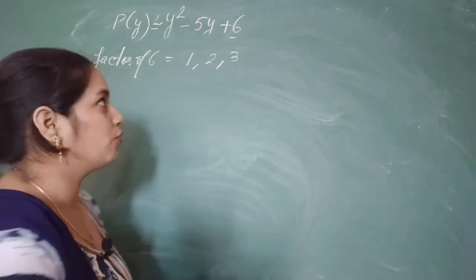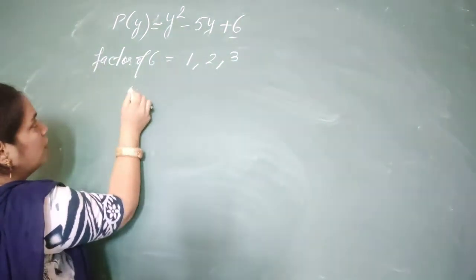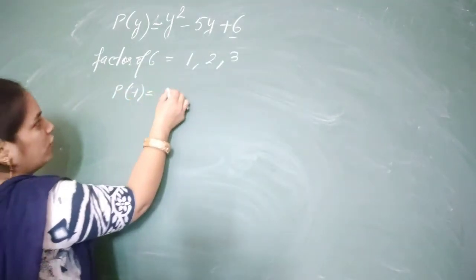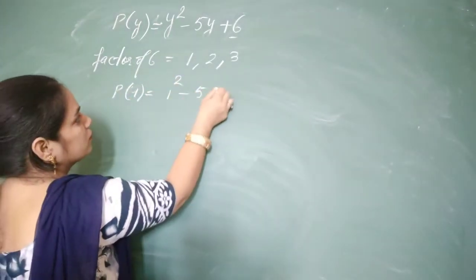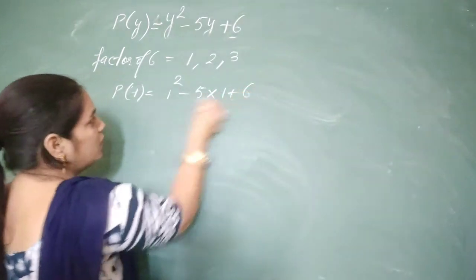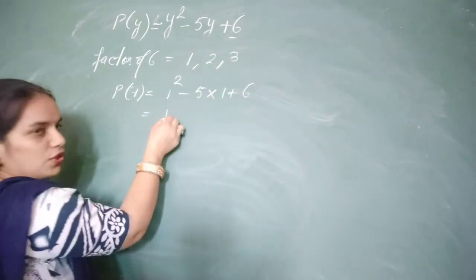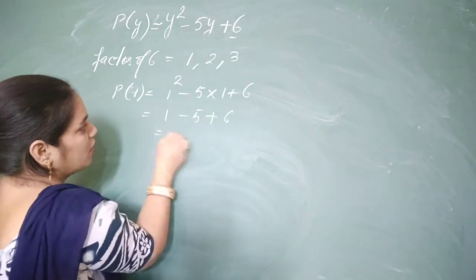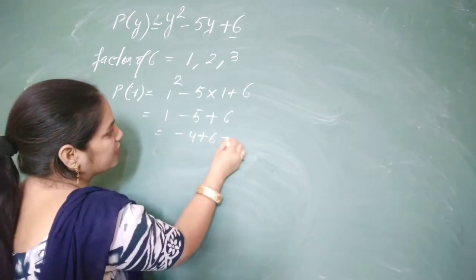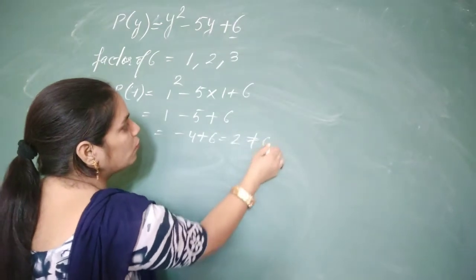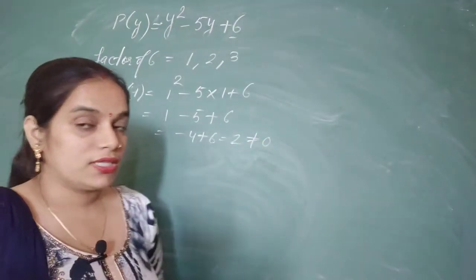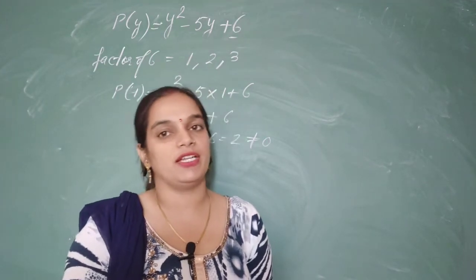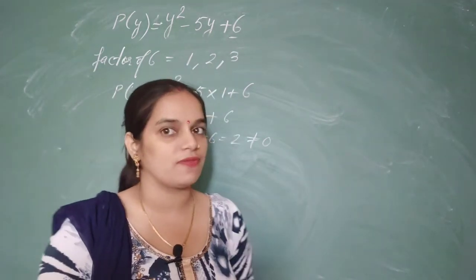Firstly, we will check for 1. So at the place of y, we will put 1 in the polynomial and check the answer. Square of 1 is 1, 5 ones are 5, plus 6. It will be minus 4 plus 6 is equal to 2, not equal to 0. So this will not be the value from which we find a factor. So we will ignore this.